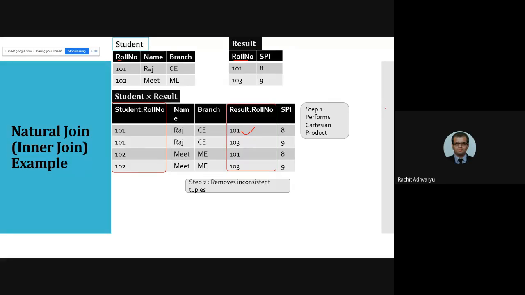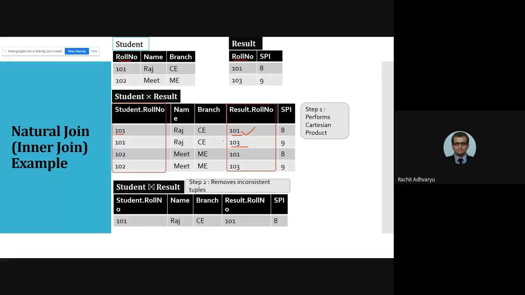So the output will be only the common data from both the tables. That means wherever this data matches, then and only then it will fetch the data. So 101 is there, but 102 is not available in this table, and 103 is not available in this table. So both these rows will be automatically discarded, right? So it is going to compare the common columns and match the values. Whatever values are matched, those rows will be kept, others will be removed. So this is the output.